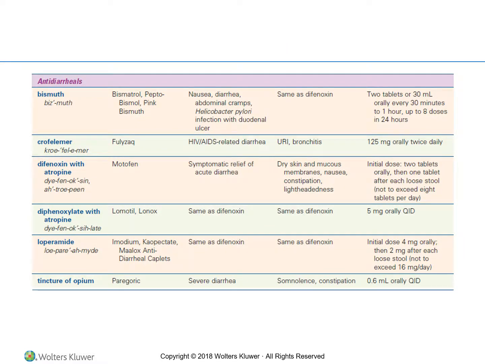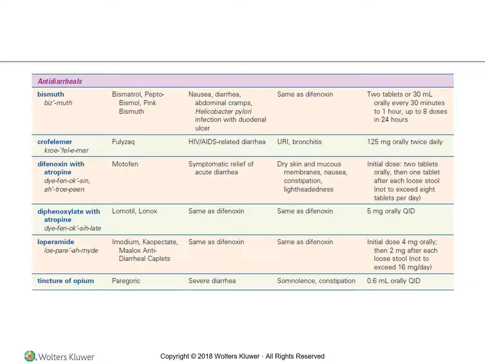Your antidiarrheals are listed here, so things like Pepto-Bismol. You'll see the modafinil and Lomotil listed there, the diphenoxin and the diphenoxylate. So both of those contain the drug atropine as well, which has the anticholinergic properties of drying things out. So just pay close attention to those.